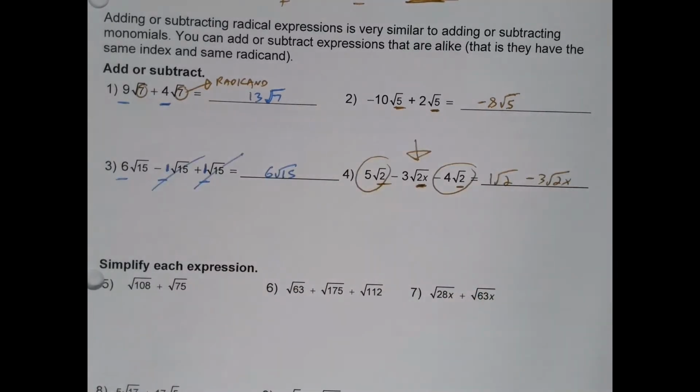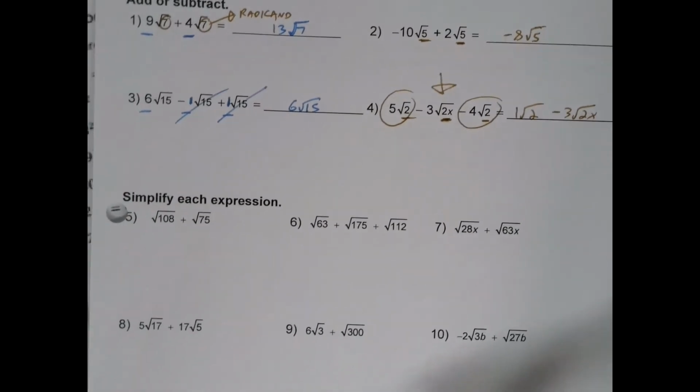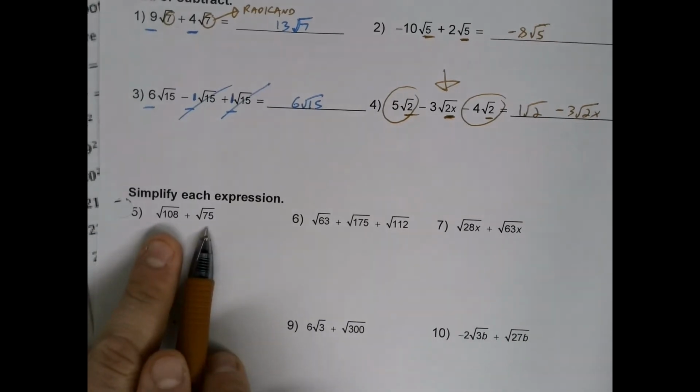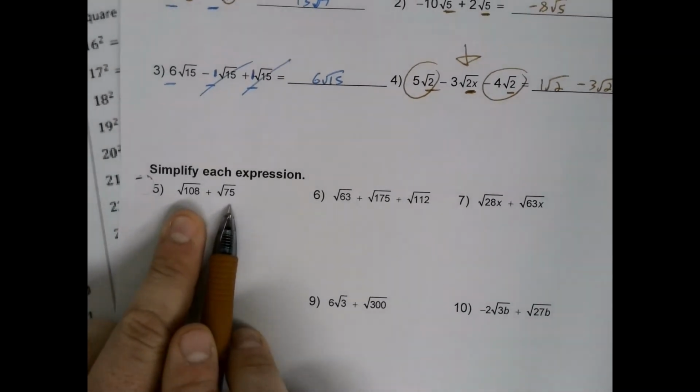So what we're going to do is extend that concept now to where you might not have common radicands, but you can still produce them. Okay? So let's look at some cases where that pops up. Alright, I'm adding two radical expressions. You guys see that? Okay.